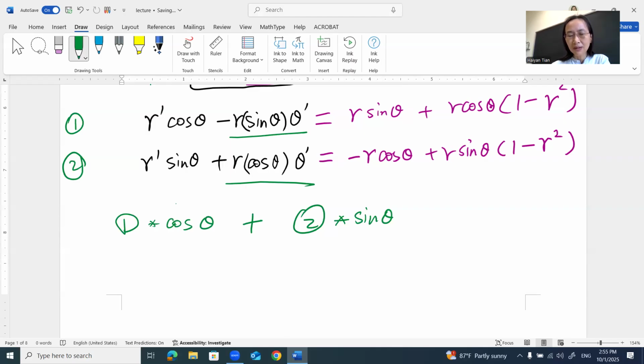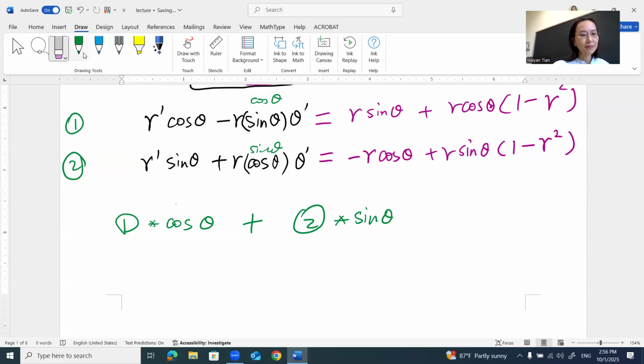cancelled. Yeah, the term involving theta derivative will be gone, because if first term times the cosine theta, so if this one has a cosine theta times sine theta, if this one has a sine theta, cosine theta, you compare, they are the same with opposite signs, and then we add them together. The theta derivative, the term involving theta derivative, will be completely cancelled. So that's our strategy. We want to get rid of the theta derivative.